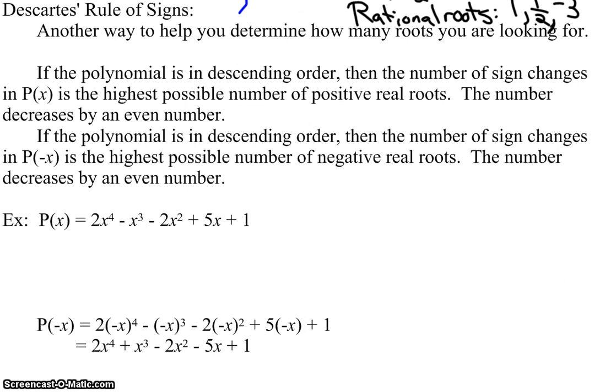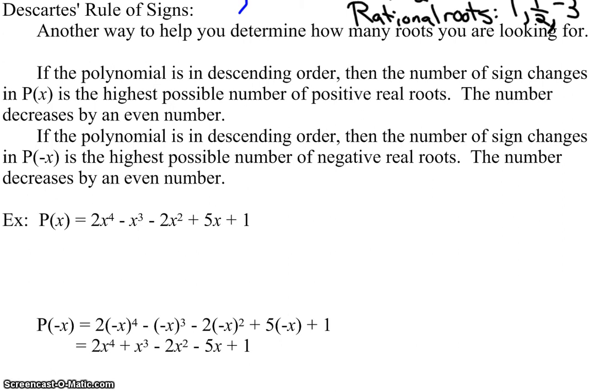It can help you determine the number of positive real roots when you look at p of x and the number of negative real roots when you look at p of negative x. It's actually based on the number of times the signs change in p of x or p of negative x. Looking at our example, p of x is 2x to the fourth minus x to the third minus 2x squared plus 5x plus 1.